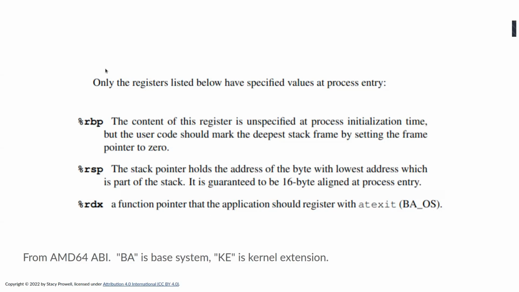At process entry, the following registers have a defined value. The rest of them don't. They could be anything. In the Linux world, they are mostly 0, but they don't have to be. What we do have to have is the base pointer. The content of this register is unspecified. So it says it has a specified value at process entry, and this tells you it doesn't. It doesn't have a specified value at process entry, but they want you to know that you're supposed to set it to 0. So one of the things we want to do is set the base pointer to 0.